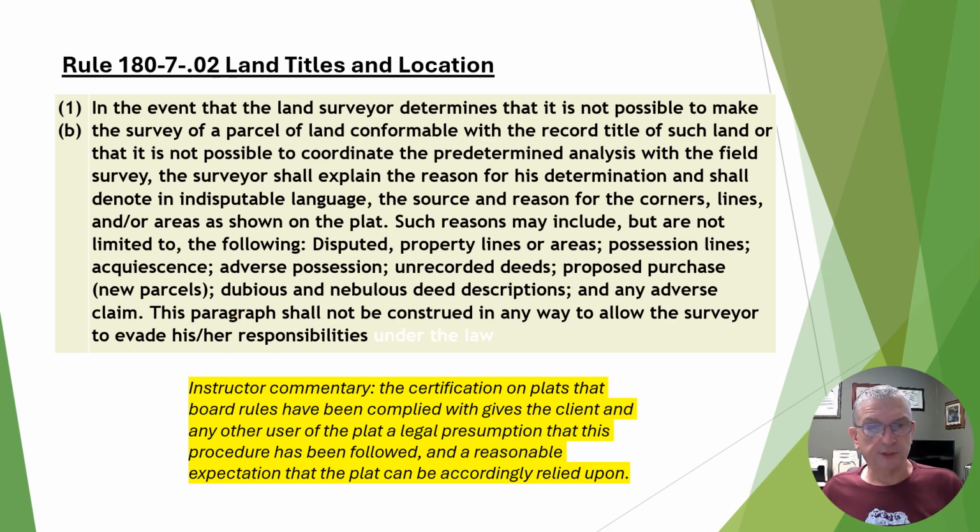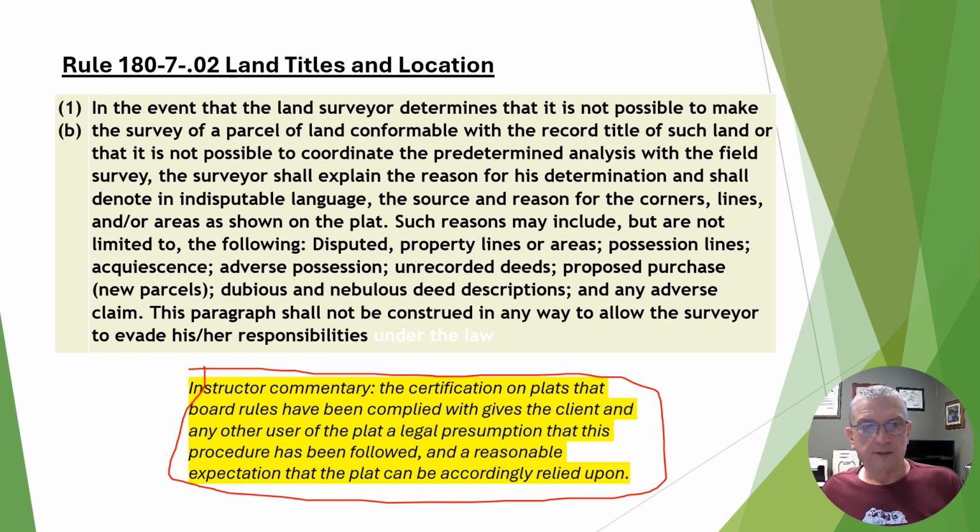I'd like to draw your attention to the instructor commentary highlighted here in the bottom. That is the certification that we as land surveyors put on plats, that we have complied with all of the minimum technical standards and board rules in the state of Georgia, that this survey is compliant and meets all those requirements. We are telling the public that we have followed every rule, not just the ones on closure precision or capping our rebars.